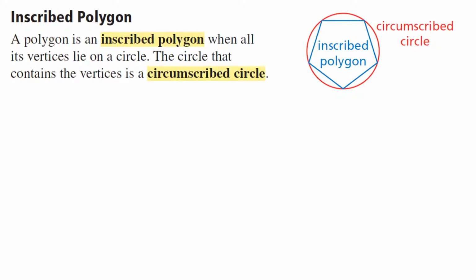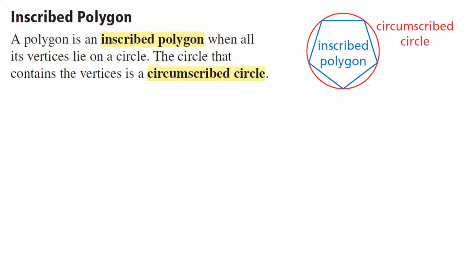Okay, more vocabulary. I guess we can't just simply say that the polygon is inside the circle. We got a fancy word saying inscribed. Can't just say the circle is on the outside. We have to have a special word, circumscribed. Now, the one thing we got to point out, though, is not only is the polygon inside the circle, but each vertex of the polygon is on the circle.